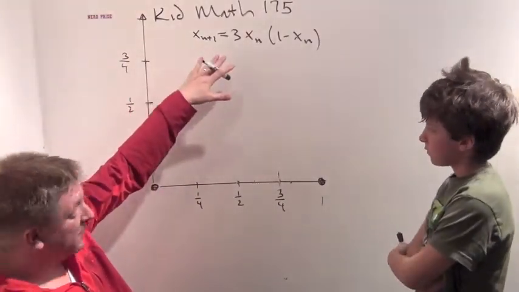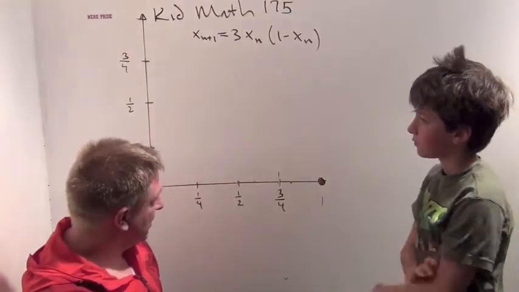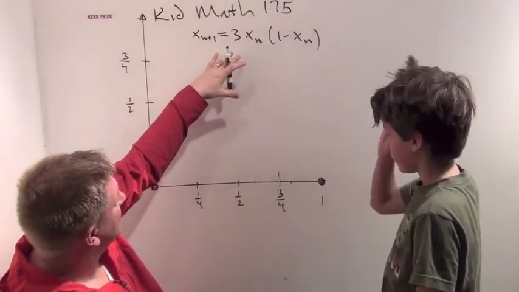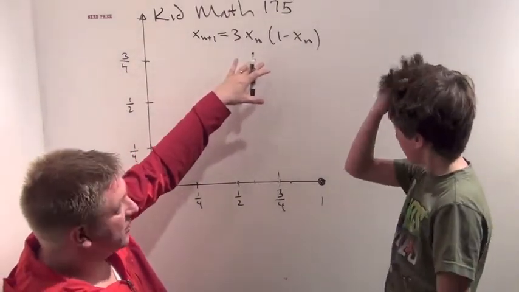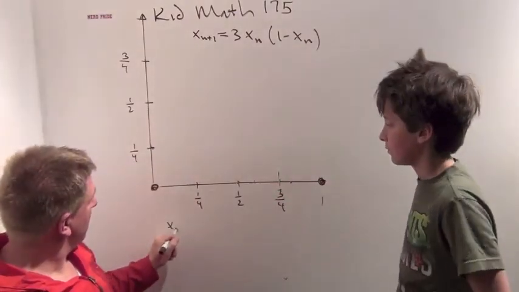We're going to look at this specific equation: x sub n plus 1 equals 3 x sub n times 1 minus x sub n. If we put in some values, what value do you want to start with? Let's start with a half. Okay, x sub 0 equals a half.